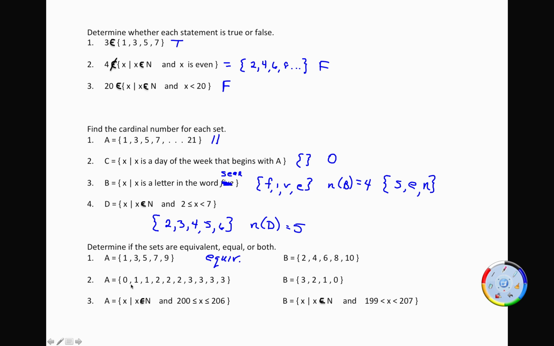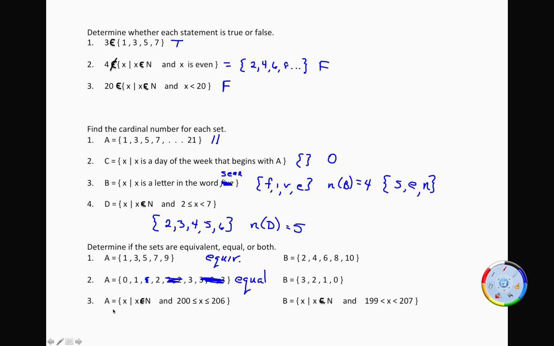Okay, as we were just talking about, there's no need to list the elements twice. So this is in reality the set 0, 1, 2, 3. So this cardinal number is 4. This cardinal number is 4. So they're at least equivalent. Now, again, in sets, the order you list them in doesn't matter either, as long as the elements are the same. So these sets are equal. They have the exact same elements in the set.